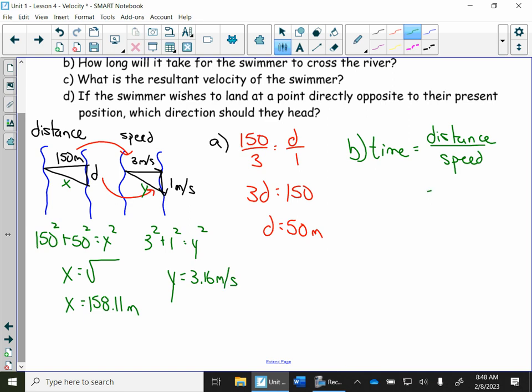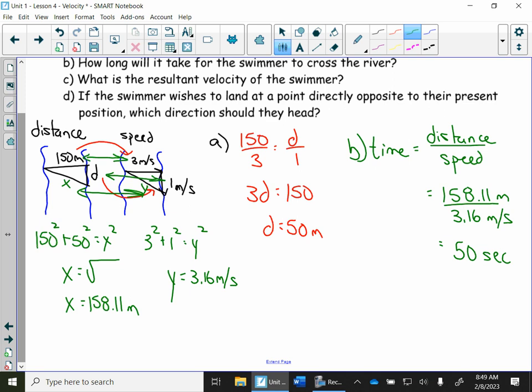So I have to go a distance of 158.11 meters. I'm swimming at 3.16 meters per second. If I divide that out, shockingly enough, I get 50 seconds. Why did I say shockingly enough? Well, what's the whole point of these two diagrams? Isn't there a ratio? One diagram is 50 times the size of the other diagram. Isn't the ratio between these two things right here 50? Just like the ratio between these sides was 50. Okay, that's the whole idea of similar triangles here.